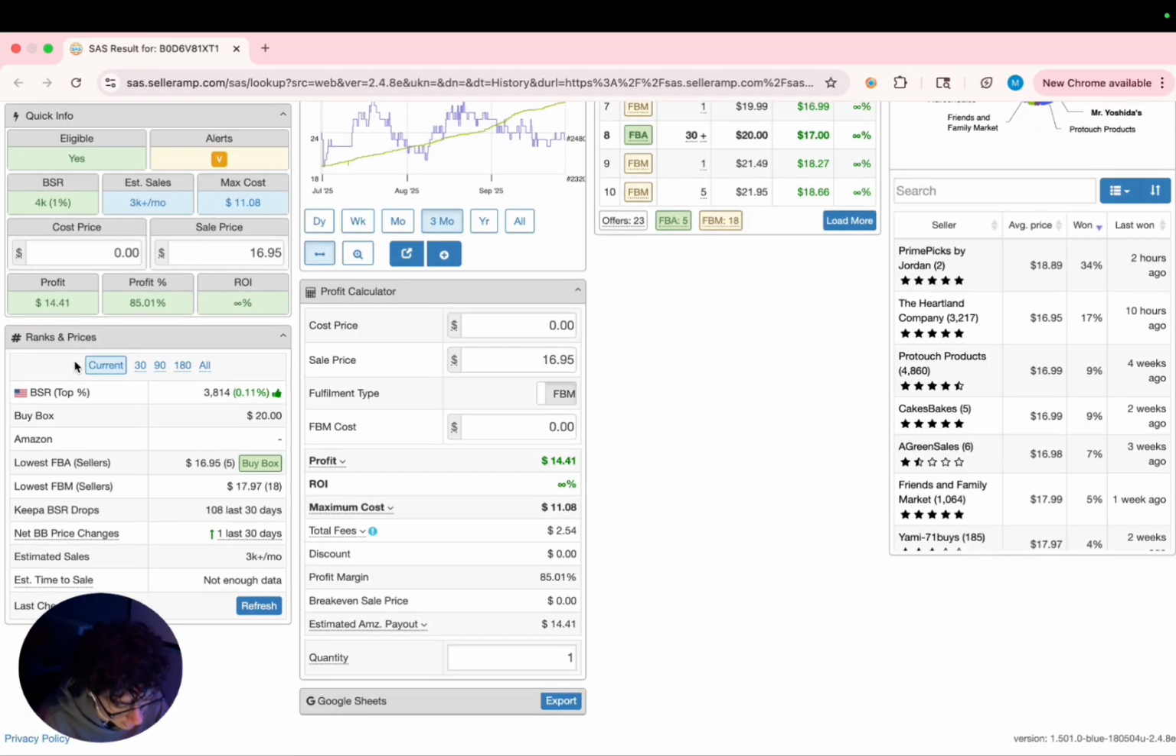Now, scrolling down further right here, ranks and prices, okay? So we already looked at the BSR and all that. The only thing right now that matters is the fact that it's telling us the lowest price between FBA and FBM has been $16.95, okay? So what you want to do is look at the lowest price that it's ever been, and you want to put that in the sale price, okay? And you want to make sure that you would at least be breaking even.